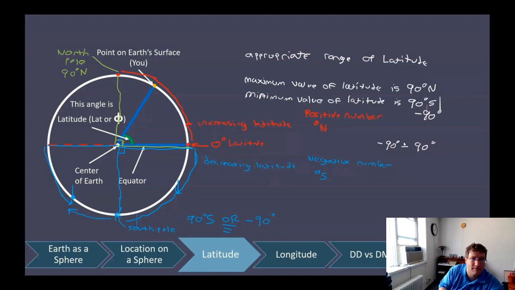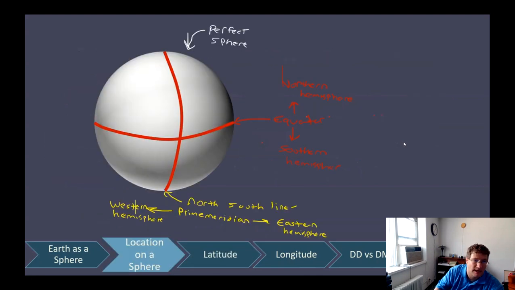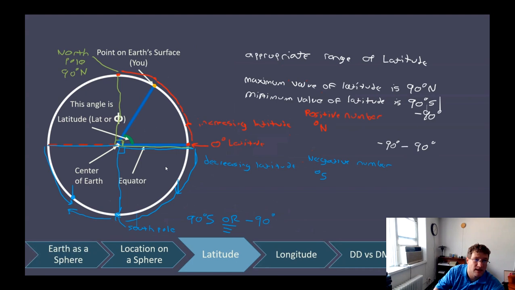So that's the first measurement. We can measure relative to the equator. But if we go back a couple of slides, we know that we can measure relative to this line, but we also know that we can measure relative to this line.